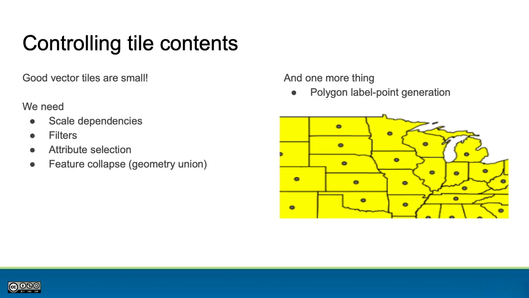And the answer is, how do you control the tile contents. We need to somehow adjust the level of detail for different scales. We want to filter what attributes are available, and so on. And we want to do that feature collapse, gathering several geometries into a single thing. And one more feature thing we need to accomplish is we actually need to choose a good label position. Because of the tile boundaries, we don't want to repeat the label in the middle of every tile. We actually want to generate a separate label point that looks good for the overall map.